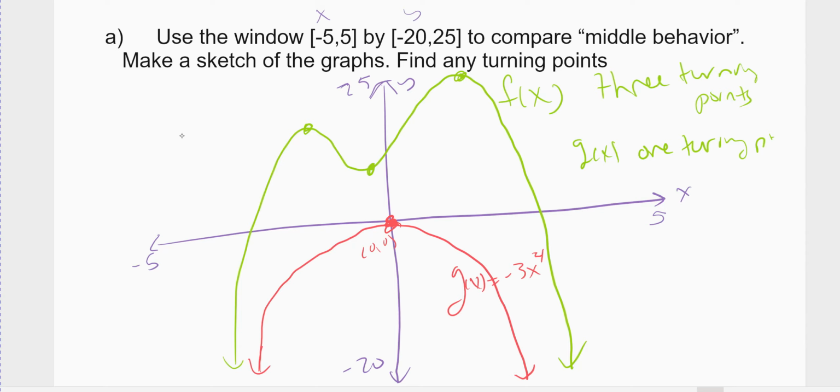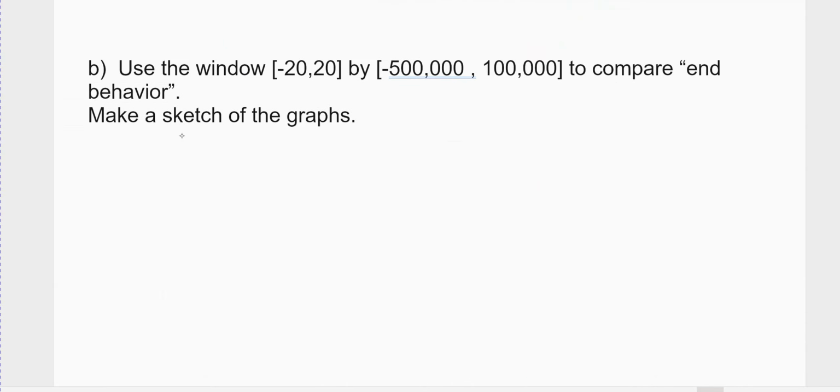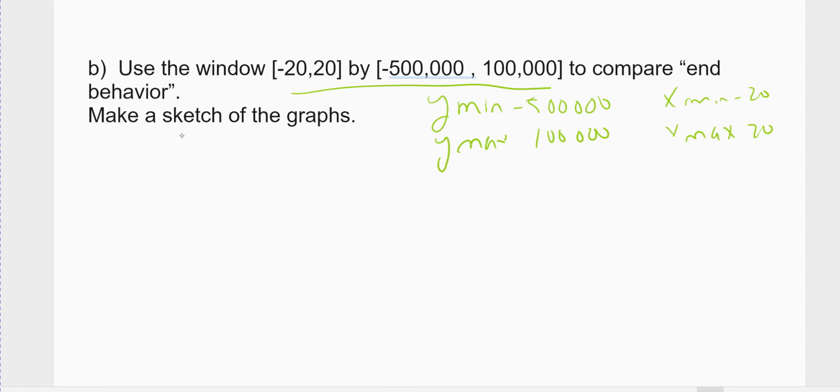I'm going to graph it much bigger. So I'm going to leave the same 2 functions in there, and what you're going to do is change your window. All right, so what you're going to change is you're going to make your y minimum negative 500,000, y maximum 100,000, your x minimum negative 20, x max positive 20. That's what this means. And now we're going to look at the end behavior.